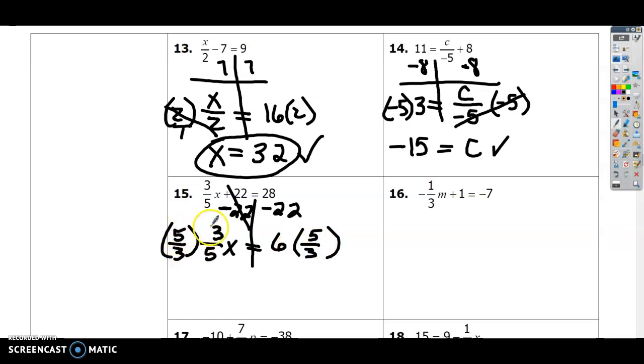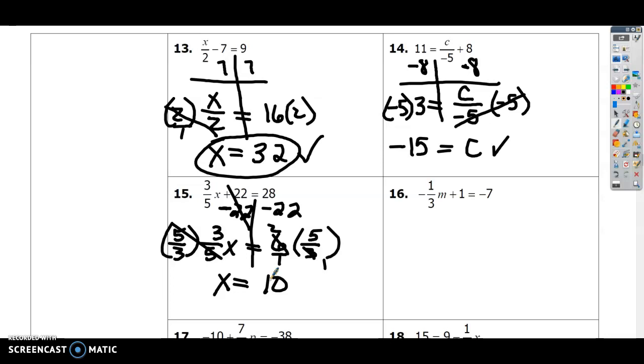All right, 5 times 3 is 15. 3 times 5 is 15. 15 divided by 15 is 1. So again, we multiply by the reciprocal to get the variable by itself on that side. All right, now we have 6 times 5/3. Okay, you can put 6 over 1 if you want. The 6 and the 3 can be reduced. And then 2 times 5 is 10.